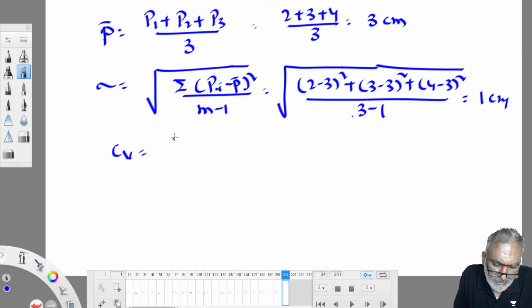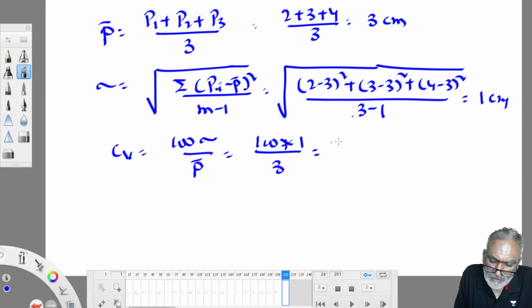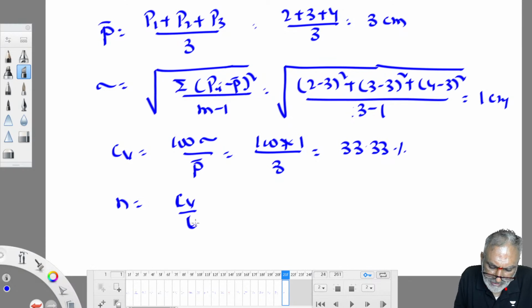Then CV is equal to 100 sigma by P bar. So 100 into 1 by 3. So it is 33.33%. 100 by 3. CV also we got. Therefore N is equal to CV by E whole square. But E is not given. Percentage error is not given. Amount of error is given. How to find out percentage error?